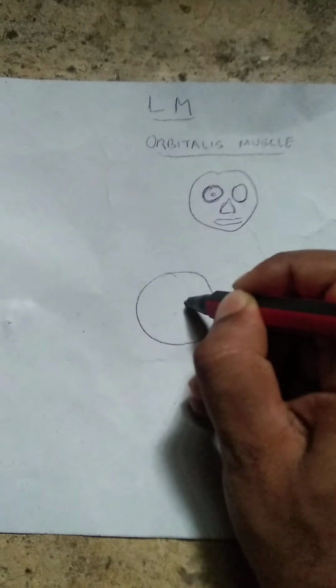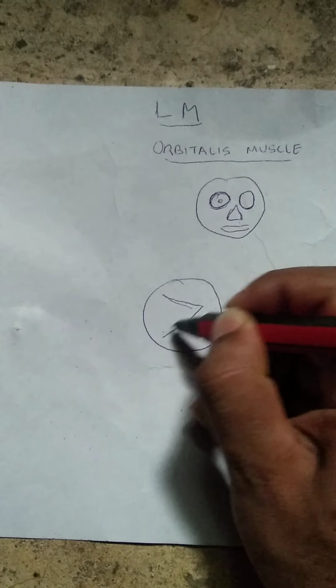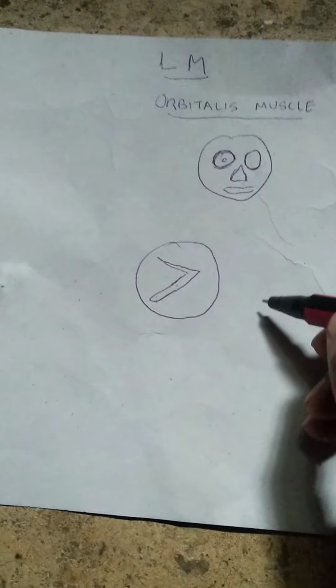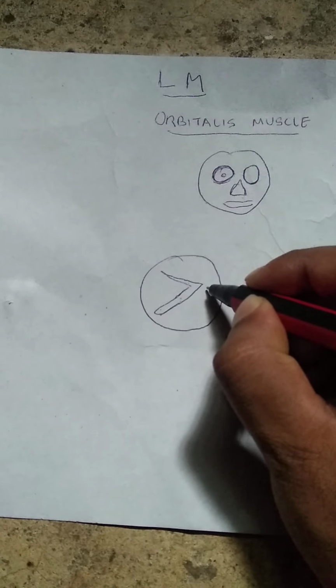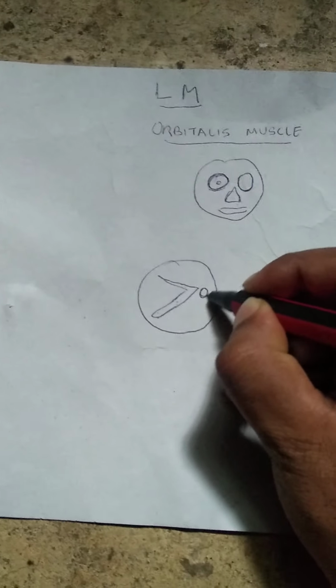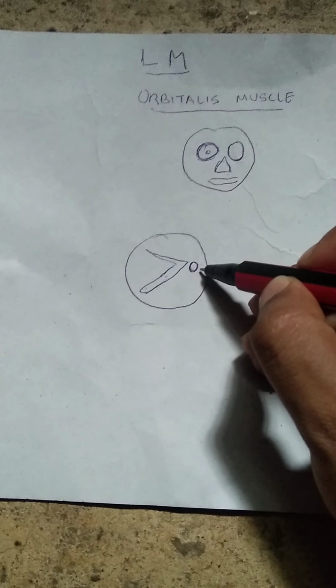This is the orbital margin: superior, inferior, medial and lateral orbital margin. The medial orbital margin is towards the nasal cavity. The apex of the orbit forms the optic foramen. Next to this optic foramen there are two fissures. What are the two fissures? We'll see it from the front: the superior orbital fissure and the inferior orbital fissure. The optic foramen is where the optic nerve and ophthalmic artery pass.